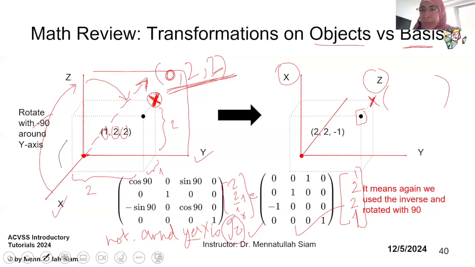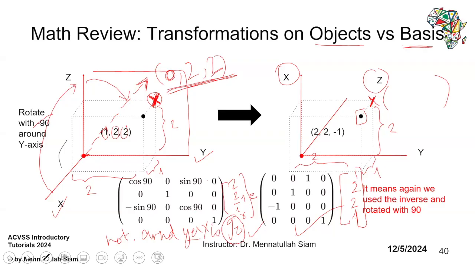So look at the fact that, I just want to give you here again, this is 1, this is 2, and this is 2. Okay. So for the X, what do you think would be the updated X?